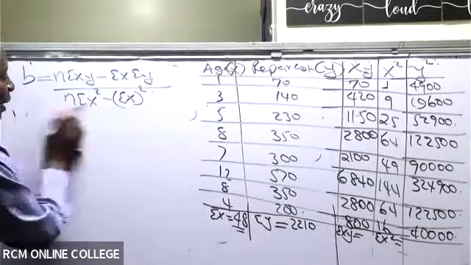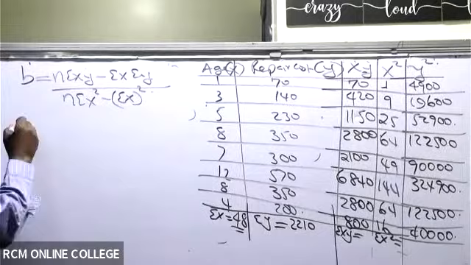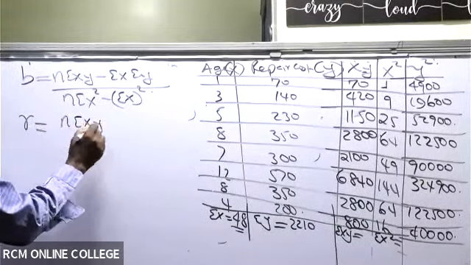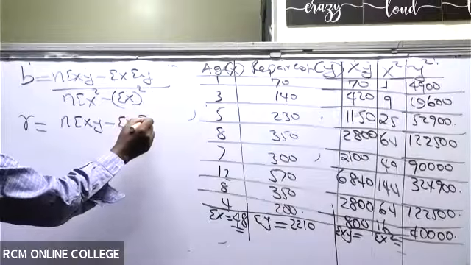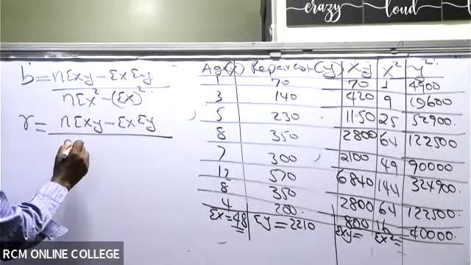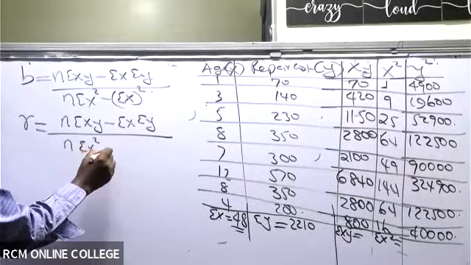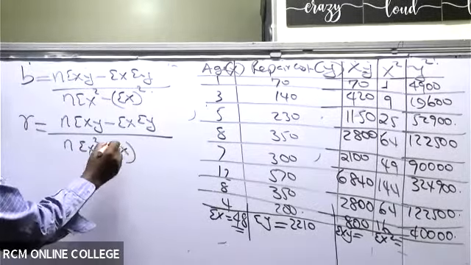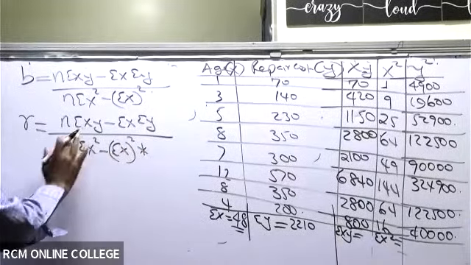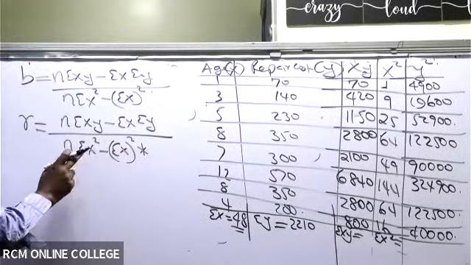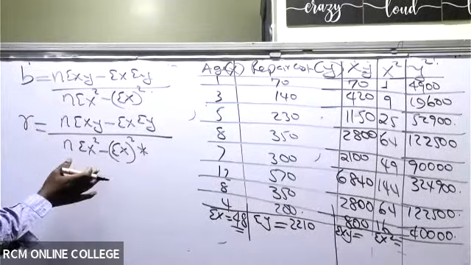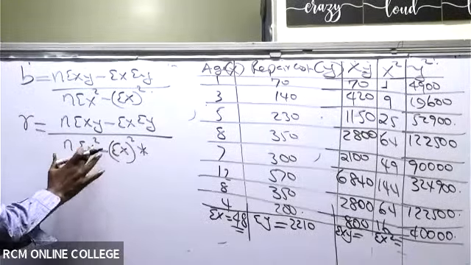To be able to get our R, this is normally what we do. The numerators will be the same. N summations of xy minus summation of x, summation of y, all over this. N summations of x squared minus summation of x squared times the same style, but now we replace with the y. The same style because you are correlating two.